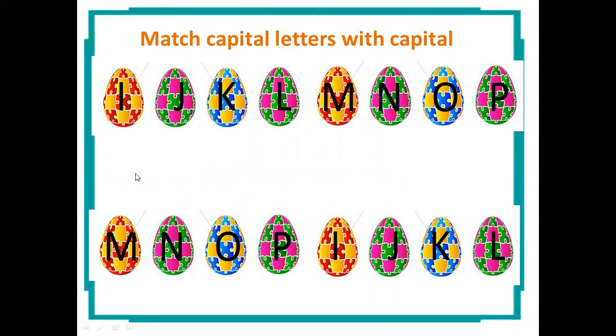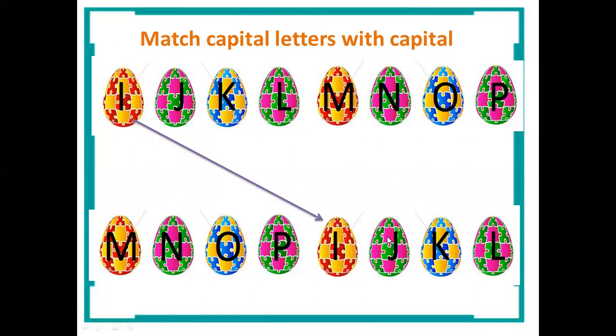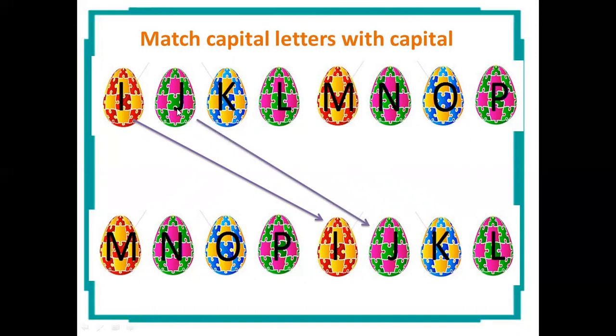Now we are going to match this, okay? Where is the letter I? Here is the letter I. So match it with letter I, okay? Now find out J. Where is J? This one is J? No, this one is J. Match it with J. Now find out K. Where is K? Here is a K. Yes, you do it correctly. Well done.